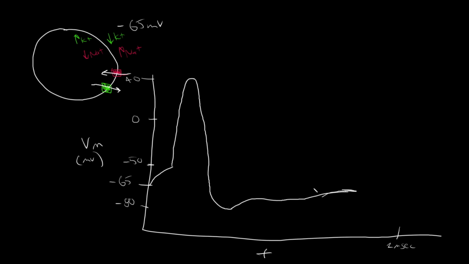Now, just two more things. So you can't regenerate an action potential within this period. All right, especially within this period. So you have something called the absolute refractory period, from this area right here.